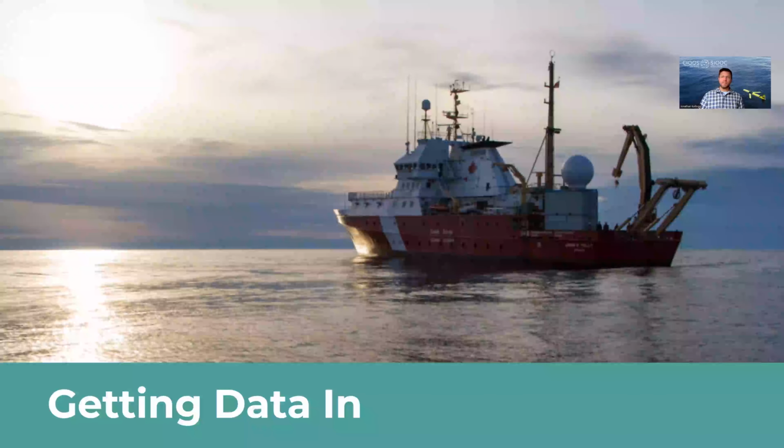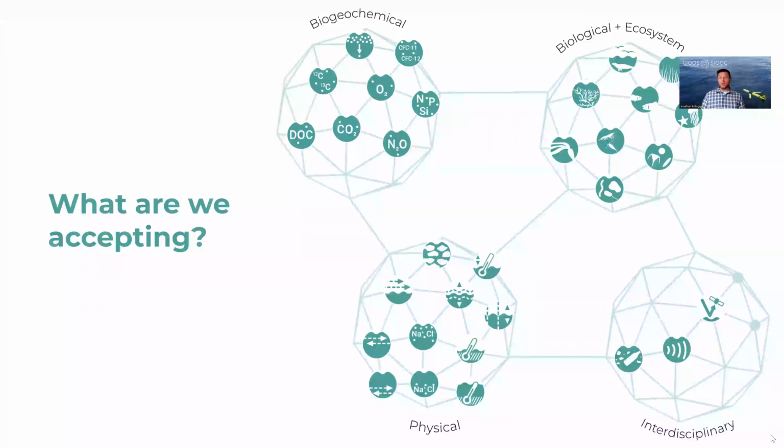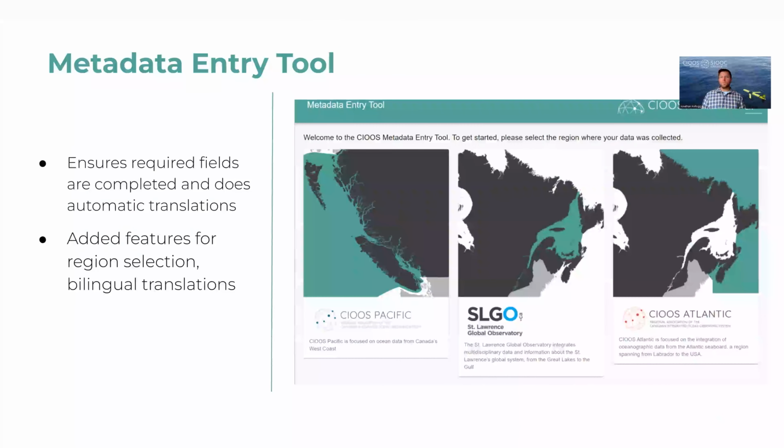To get data in, we're looking again at all GOOS EOVs, which means from biogeochemical to interdisciplinary, physical to ecosystem based. We've got lots of data that we're accepting, and if you have open data, please reach out to us and let us help you make it available for all. Along the way, you'll use our metadata entry tool, which helps make sure that all of the metadata are complete, and it also assists in the translation process.